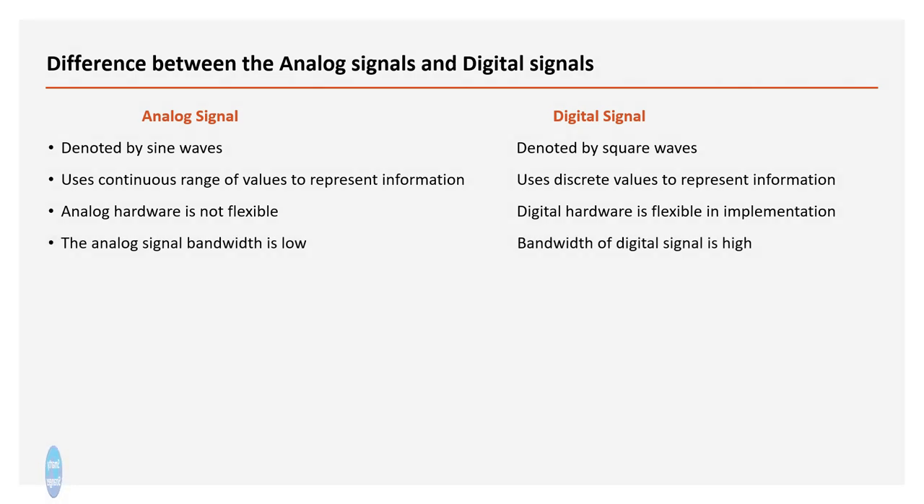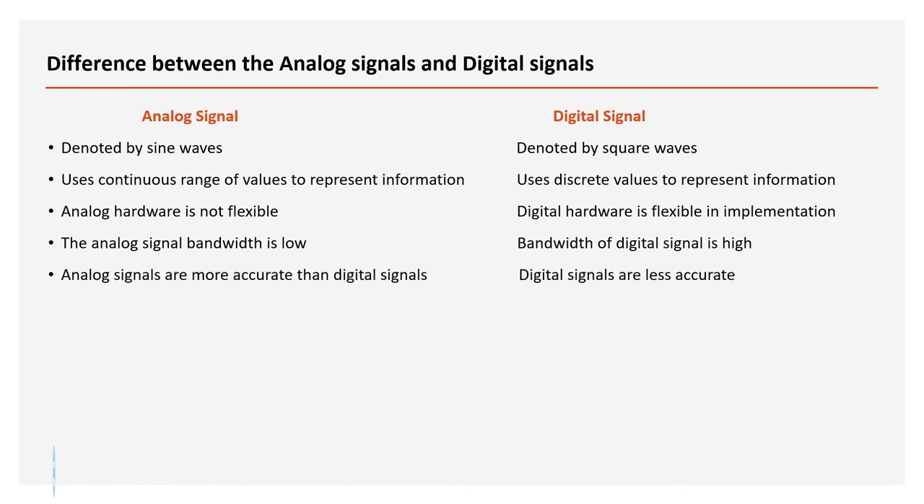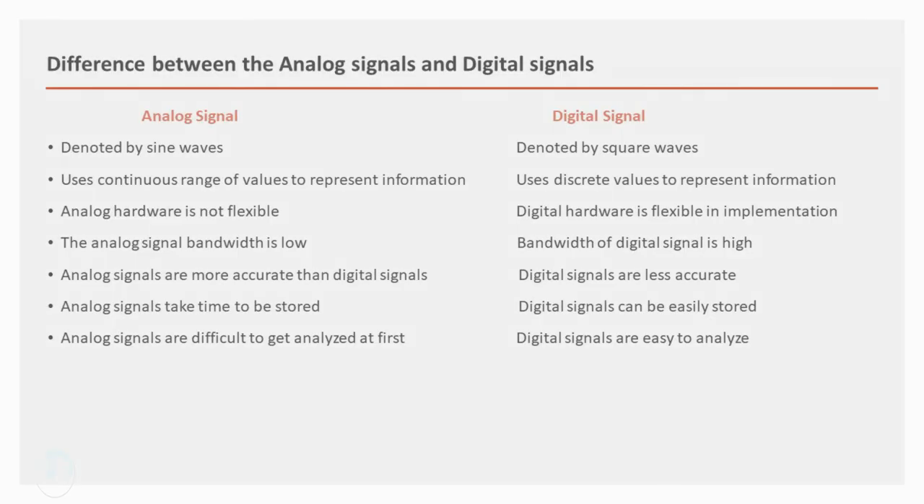Analog signals are more accurate than digital signals; digital signals are less accurate. Analog signals take time to be stored; digital signals can be easily stored. Analog signals are difficult to analyze at first; digital signals are easy to analyze.